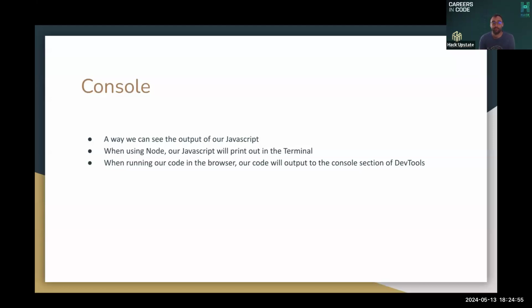That's never been a problem up until now because we've always had HTML and CSS, right? That's where everything we've seen in the browser. But when we use Node, our JavaScript will print out into the terminal. So in a second, we're going to get into the terminal in VS Code and actually start seeing the output of our first JavaScript. When we run our code in the browser, there is also a console, but that console will be in the dev tool section.